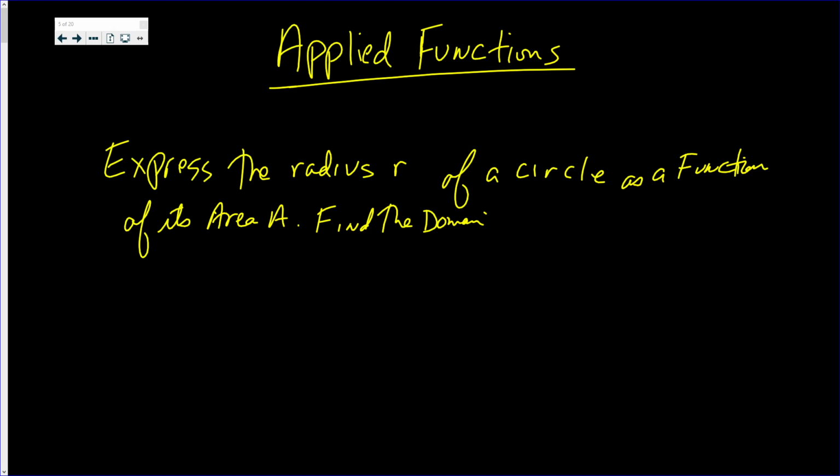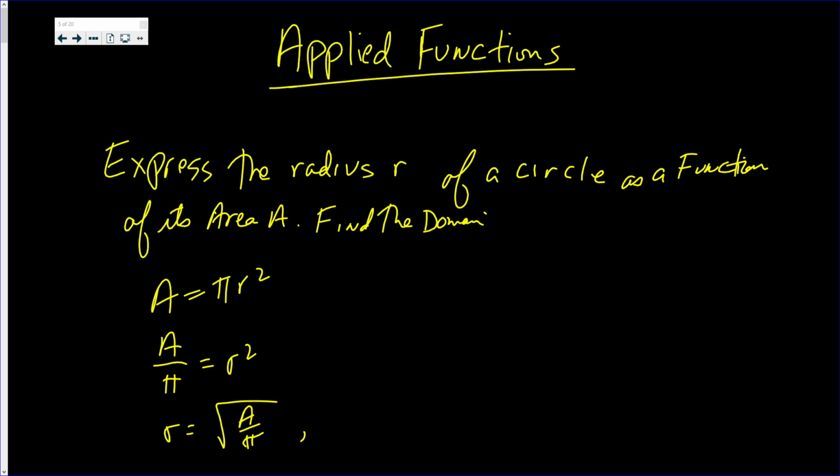Well, radius of a circle, area of a circle. Well, I know that A is equal to pi r squared. Let me solve for r. A over pi is r squared. So r is plus or minus the square root of A over pi. So why didn't I write the minus? Because the radius of a circle is never negative.